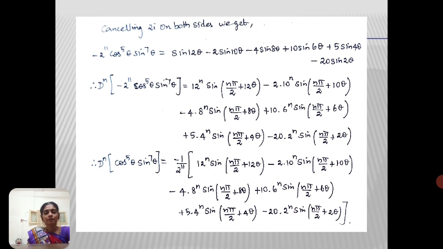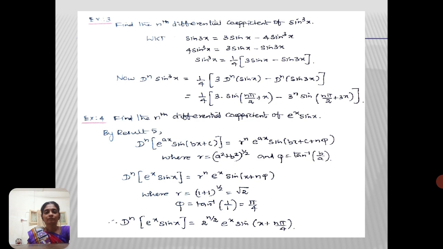Taking nth derivative, we arrive at minus 1 by 2 power 11 times [12 power n sin(n pi by 2 plus 12 theta) minus 2 into 10 power n sin(n pi by 2 plus 10 theta) minus 4 into 8 power n sin(n pi by 2 plus 8 theta) plus 10 into 6 power n sin(n pi by 2 plus 6 theta) plus 5 into 4 power n sin(n pi by 2 plus 4 theta) minus 20 into 2 power n sin(n pi by 2 plus 2 theta)].